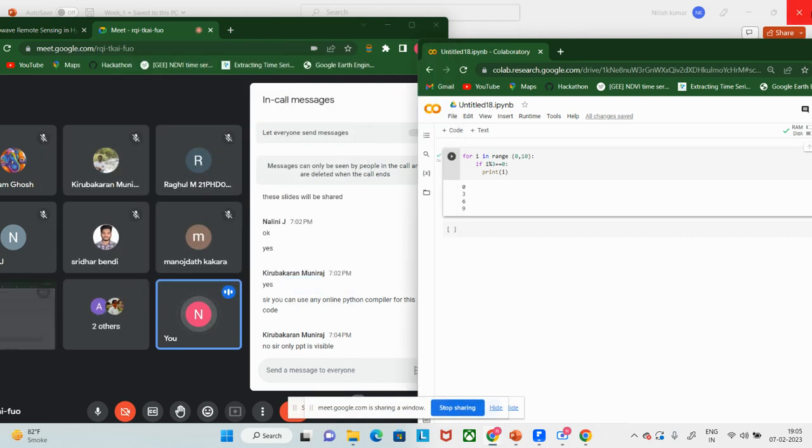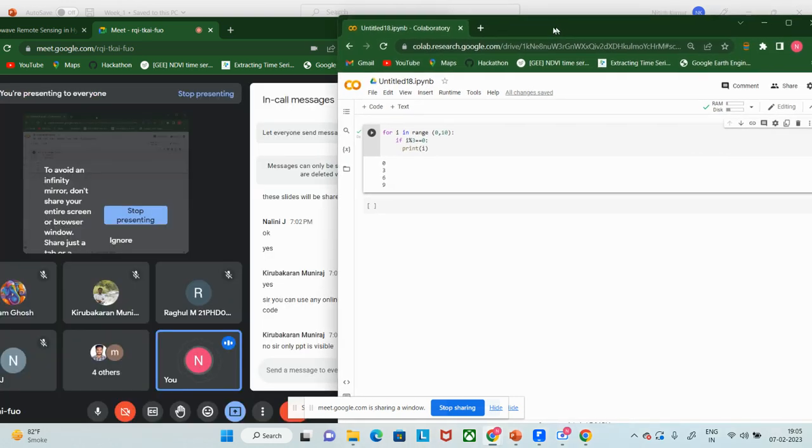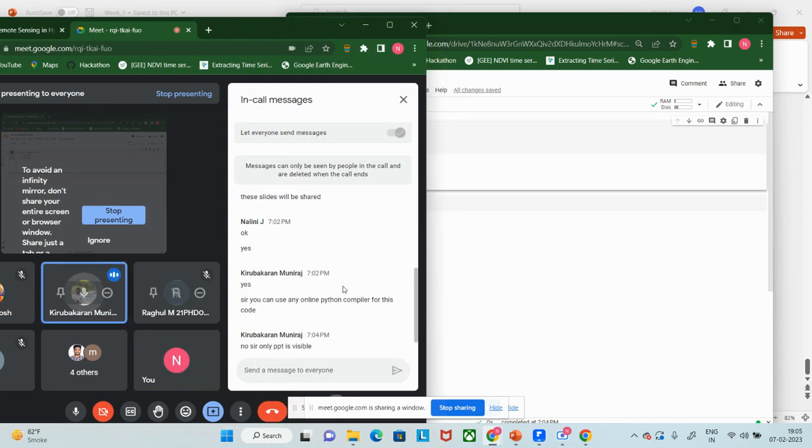Okay, so now I guess one screen will be visible. The Colab interface, yeah, now it's visible.